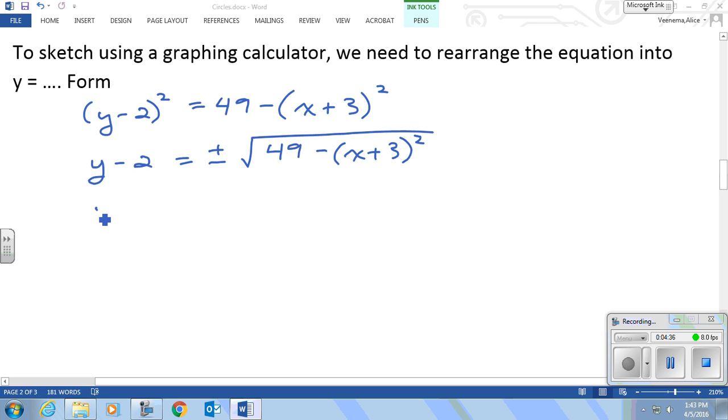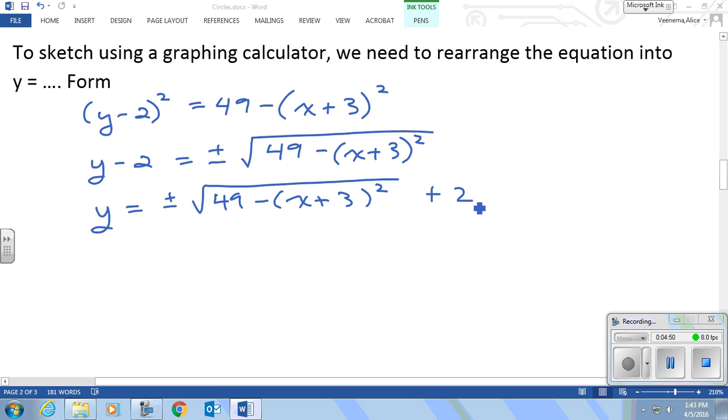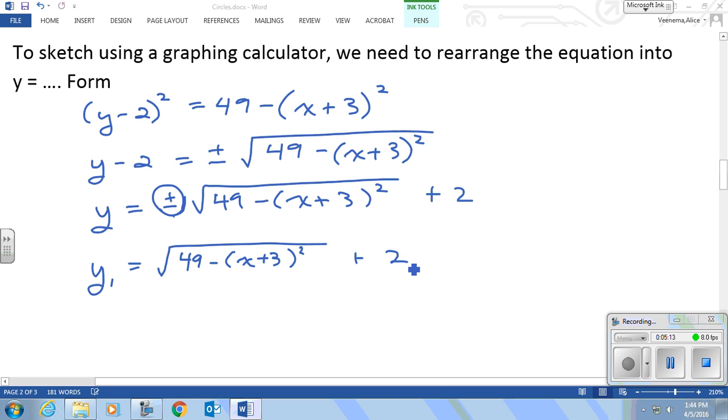So now to get the y completely by itself, we've got plus or minus the square root of 49 minus (x plus 3) squared, plus 2. That plus 2 does not fall under the brackets there. So really on the calculator, you would have to enter two equations because there's no symbol for entering this plus or minus piece. We would have to, beside y1, enter the square root of 49 minus (x plus 3) squared, plus 2.